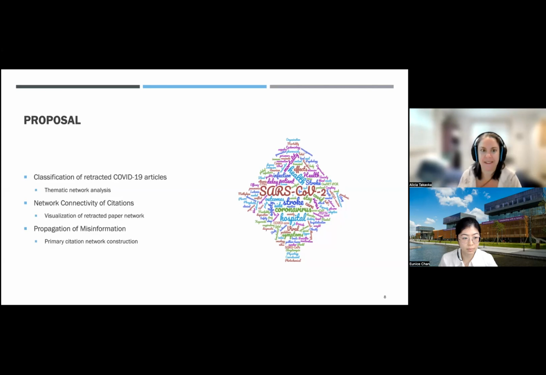And then the second thing we said we would do is identify the network connectivity of citations. So we would construct a retracted paper network to identify the strong and weak ties among the publications and create a visualization. We would also attempt to identify the propagation of misinformation. So we would construct a citation network to identify retracted node citations and the paths connecting subnetworks. And we will be analyzing primary and secondary citations, and this would be if those citations occurred pre or post retraction.